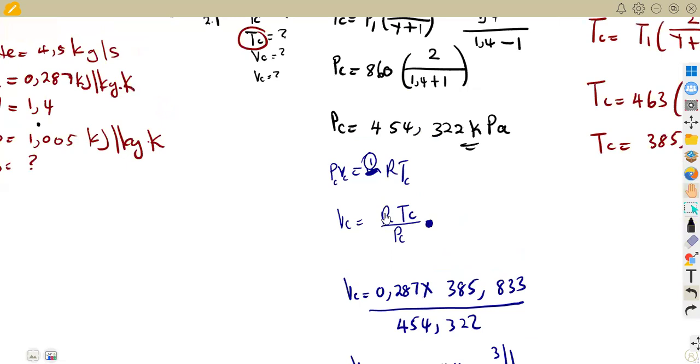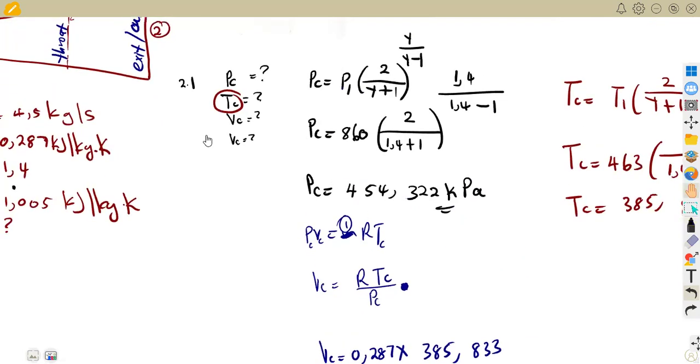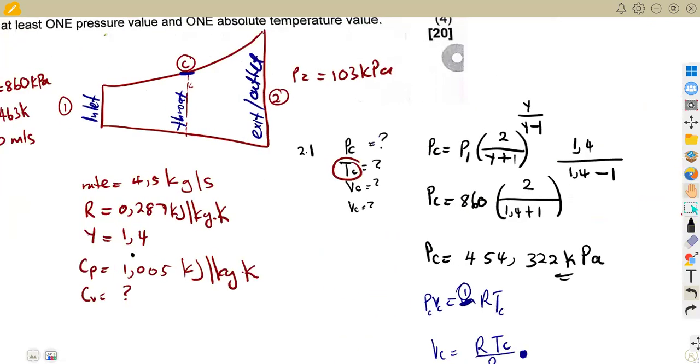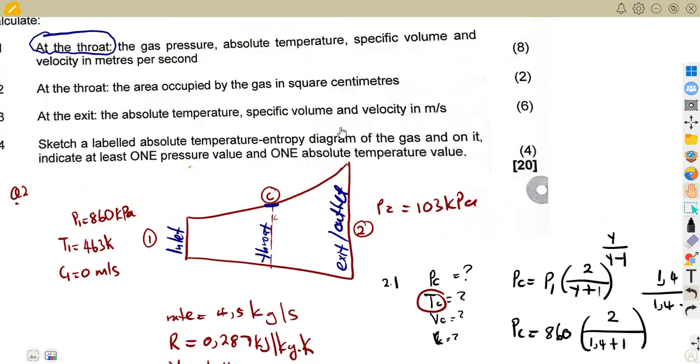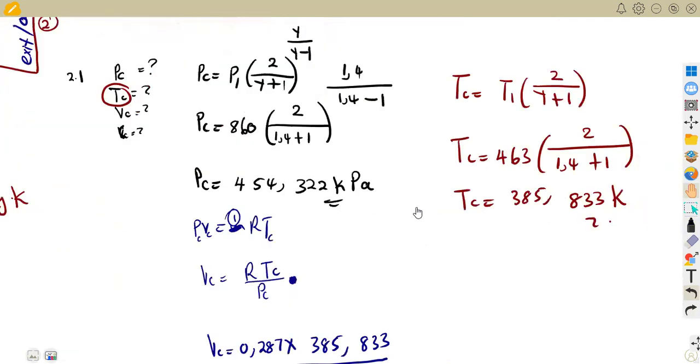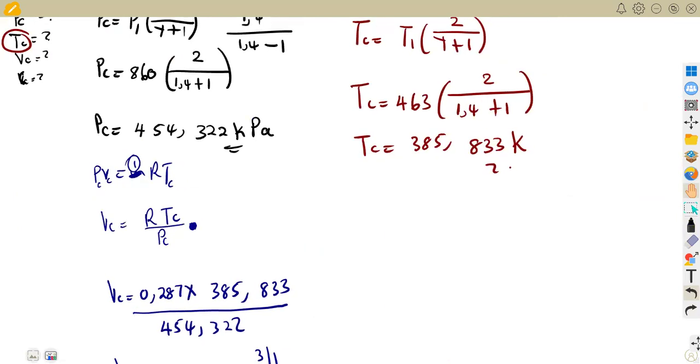We also need the velocity. Why did I write the 2 VCs there? The other one is the velocity at the throat, which is CC, not VC. The volume is V and the velocity is C. Like I said, everything is there in your formula sheet. This is it from our formula sheet.